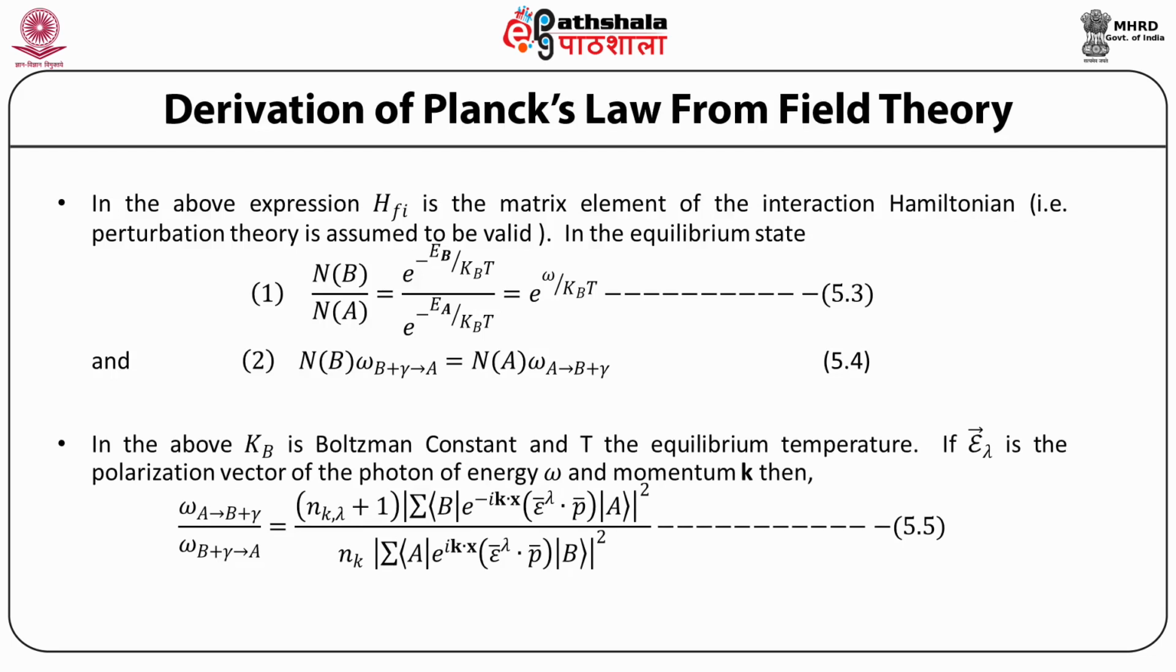If epsilon lambda is the polarization vector of the photon of energy omega and momentum k, then the transition probability for A going to B plus gamma divided by the transition probability for B plus gamma going to A is given by (n_k lambda plus 1) divided by n_k into the summation of the matrix element square of exponential minus ikx into epsilon dot p, divided by the same quantity, the matrix element for exponential plus ikx into epsilon lambda into p, given in equation 5.5.